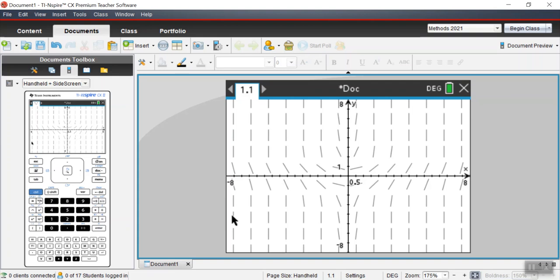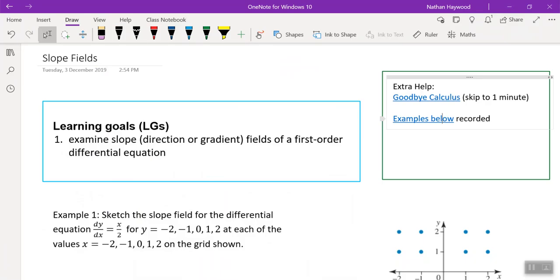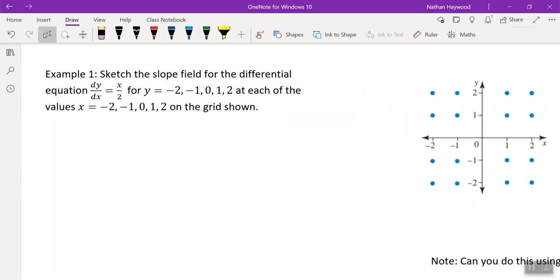It's a field of slopes, or a diagram of all the gradients for certain x and y values. Today I'm going to get you to draw some slope fields. Sketch the slope field for the differential equation dy/dx equals x over 2 for those y values and for those x values.